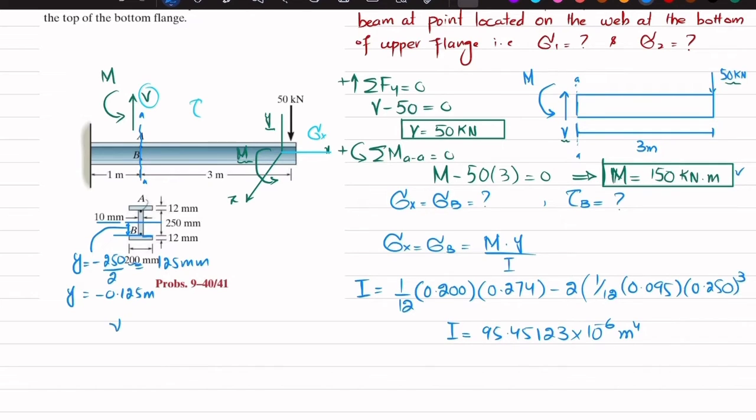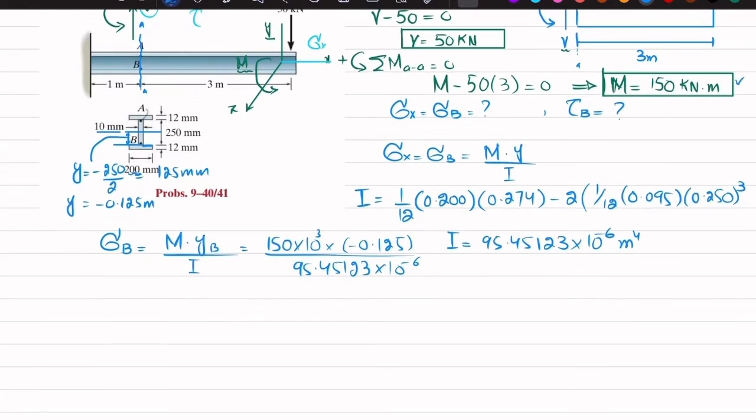Now you have all the values. You can find sigma b equal to M into yb divided by I. The moment is given as 150 kilonewton, so 150 into 10 raised to power 3, yb is minus 0.125. Clear? Divide by I, which is 95.45123 into 10 raised to power minus 6. When you solve this, sigma b comes out to be minus 196.43 megapascal. This is the normal stress or bending stress due to bending moment.